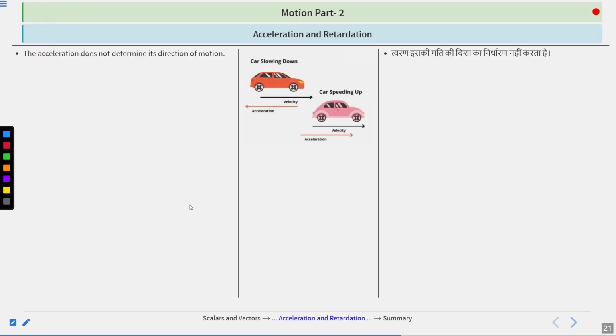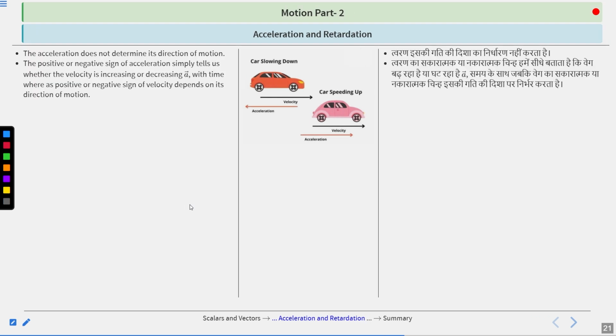The acceleration does not determine the direction of motion. The positive or negative sign of acceleration simply tells us whether the velocity is increasing or decreasing with time, whereas the positive or negative sign of velocity depends on the direction of motion. There is a note. Mathematically, a is equal to this that you can see over here.